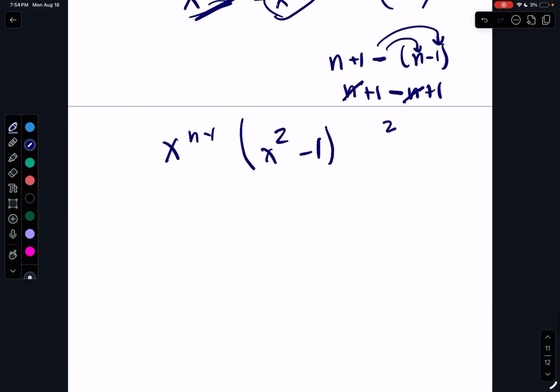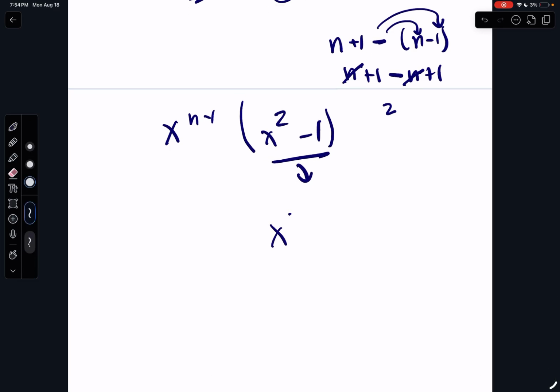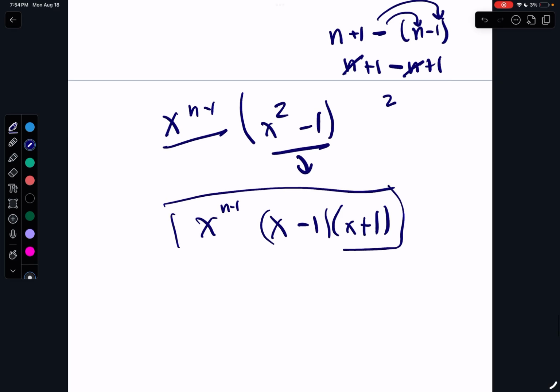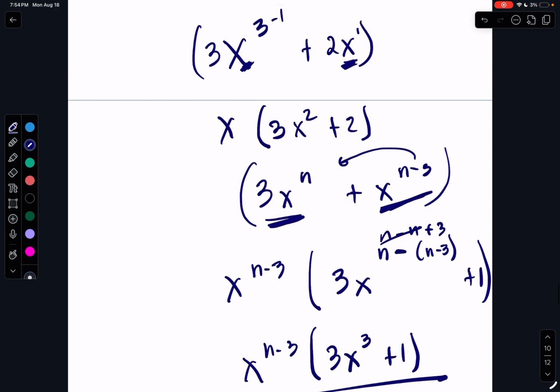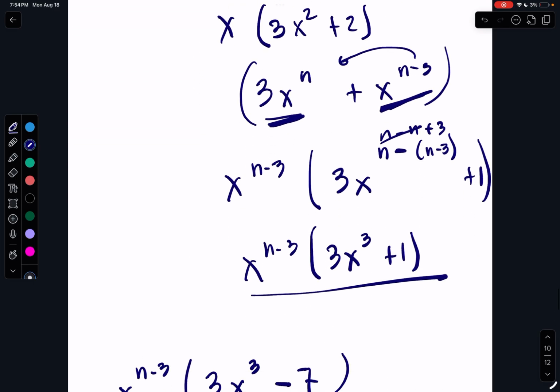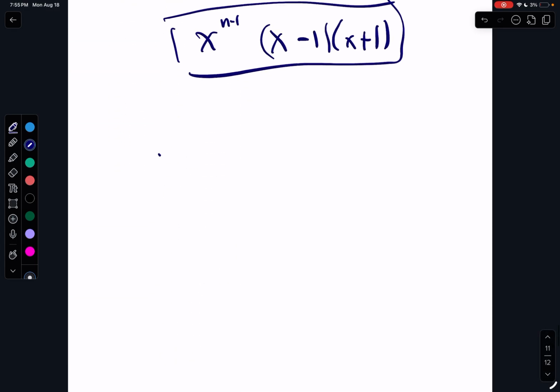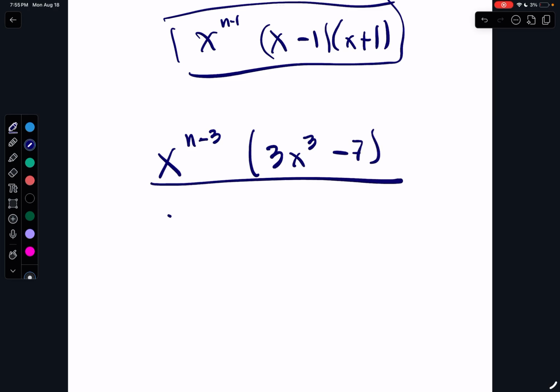This can be expanded as x minus 1 times x plus 1, and then copy this one, x minus 1. So this is your numerator. The final answer here, where's 7 again? So you have x^(n-3) times (3x cubed minus 7) divided by x^(n-1) times (x plus 1)(x minus 1).